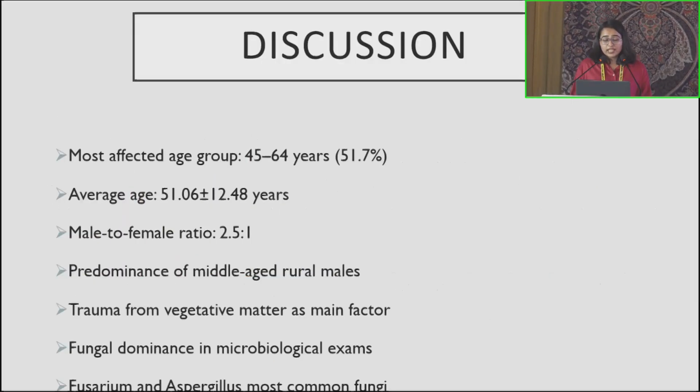Discussion. The most affected age group was 45 to 64 years. The average age was 51 plus or minus 12.48 years. Male to female ratio was observed to be 2.5:1, and a predominance of middle-aged rural males was noted.